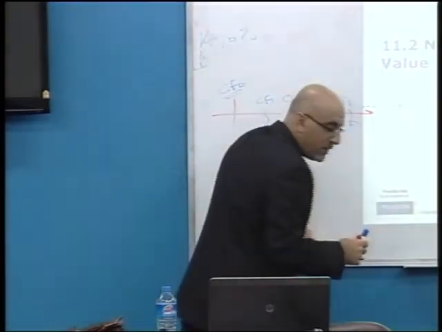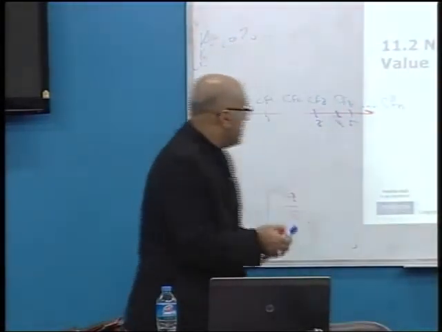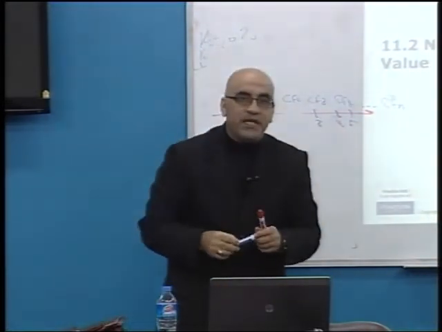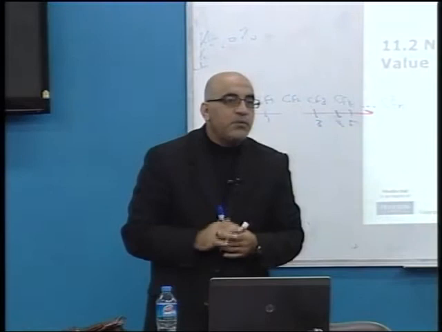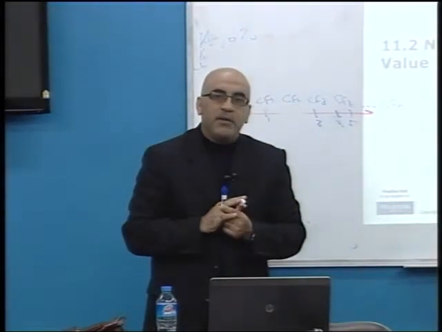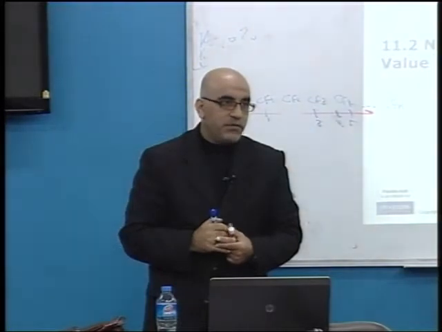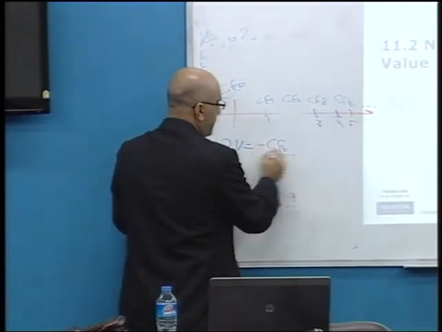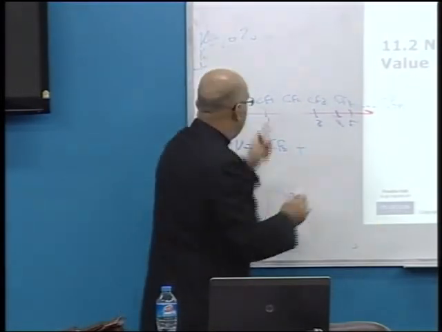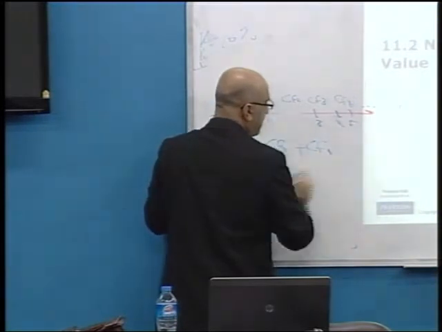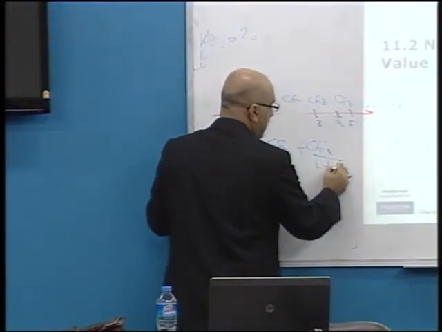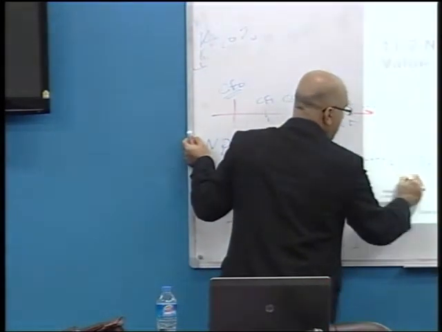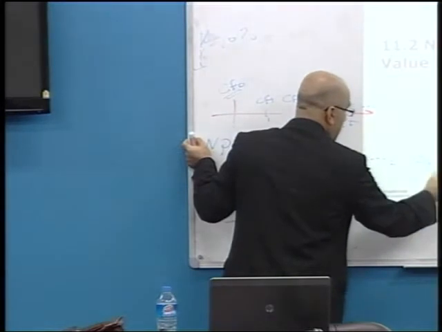Now, we want to calculate the net present value. The net present value, as we defined, is the discounted cash inflow minus the discounted cash outflow. So we have minus the initial cash flow, plus the cash inflow divided by 1 plus k raised to the power 1, and so on, until cash flow n divided by 1 plus k raised to the power n.